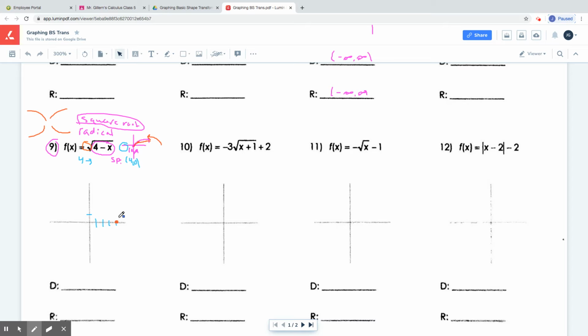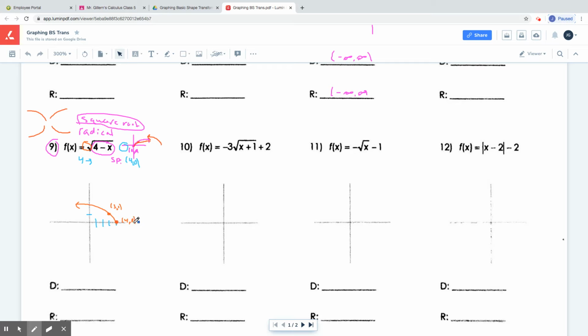Since it's positive, I'm going to go up 1. You're always going to go to the right or left 1. I'm not going to go to the right 1. Why do I know I have to go to the left? Because I know this negative, this graph has to point to the left. So there's my point right there, which is at 3, 1 and 4, 0.